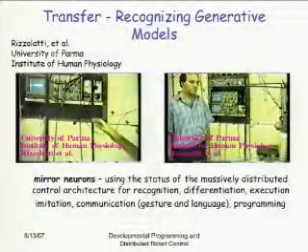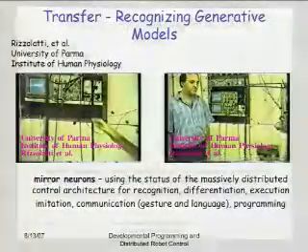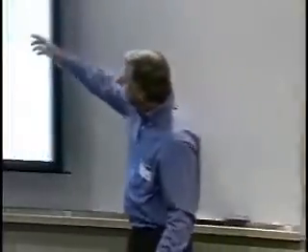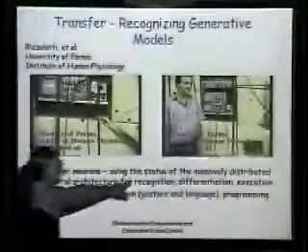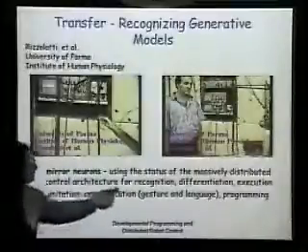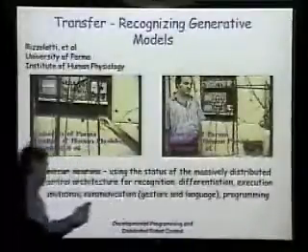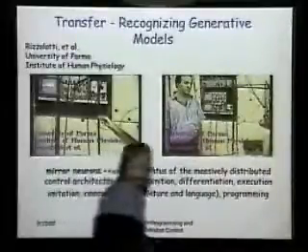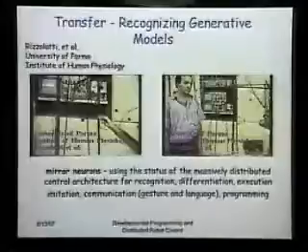And he goes on and does a whole bunch of other examples, but I'll go on. Now, transfer. If you have an architecture like this, it allows you to generalize. That's the whole point. It allows you to transfer as well. The mirror neuron story coming out of Rizzolatti's lab, and these two videos I'll show in a second, suggests that the status of a massively distributed control architecture is used in many tasks: recognition, differentiation, execution, communication in gesture and language, and programming. All right, so that's my definition of the mirror neuron story.